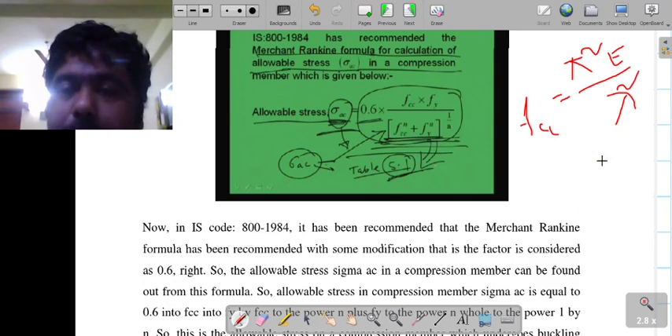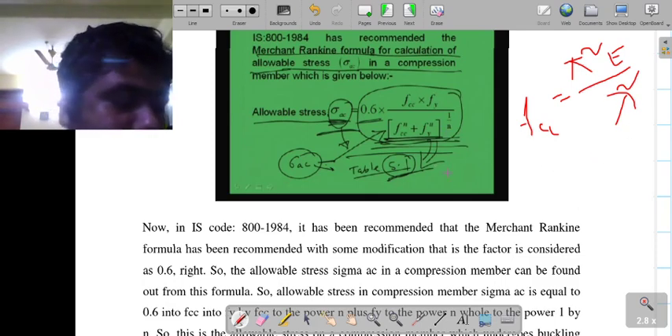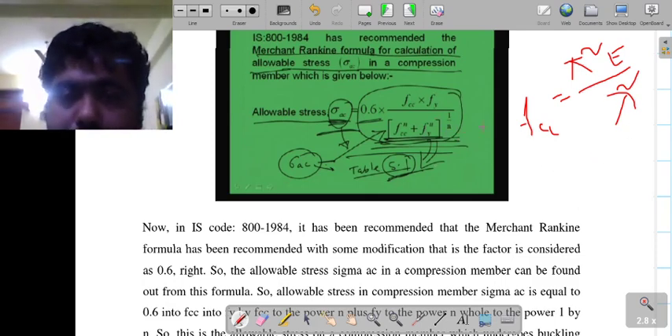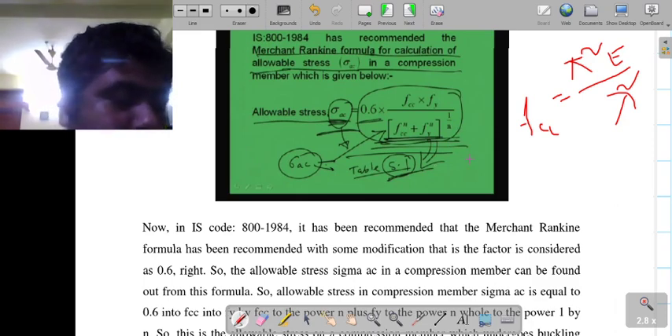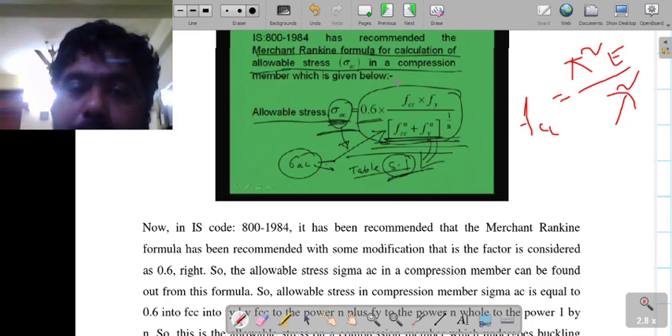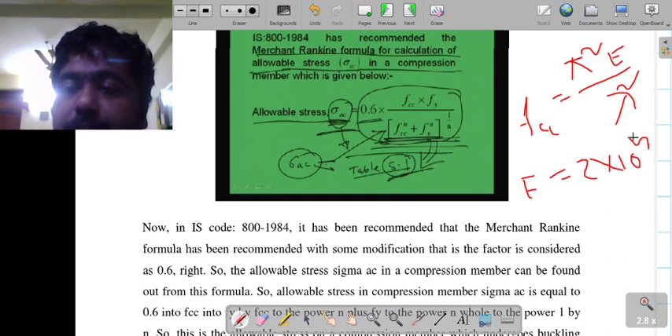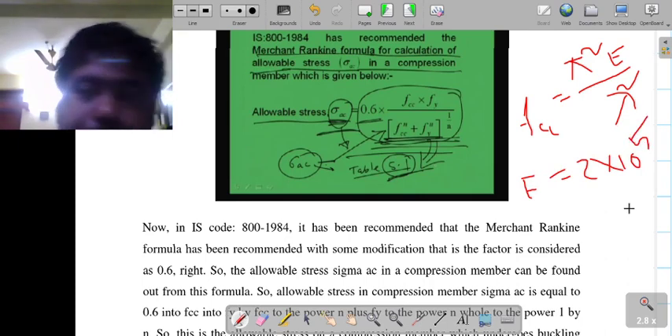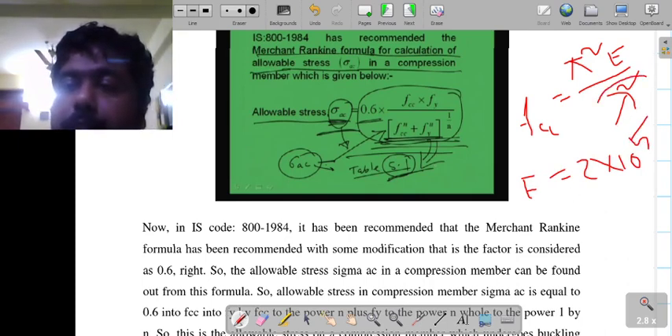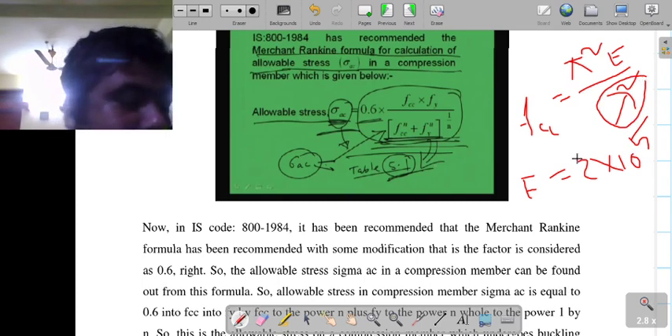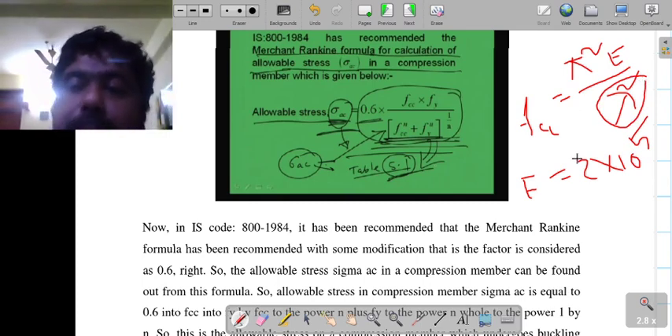Okay, before I go there, let us know what is the value of n. N is a factor. In this code book they have considered this value as 1.4. Okay, what is E? E is the modulus of elasticity of steel, and this value as per the code book's guidelines we can take as 2 into 10 to the power 5 MPa. Okay, now what is left? This left is lambda. This lambda is called the slenderness ratio.